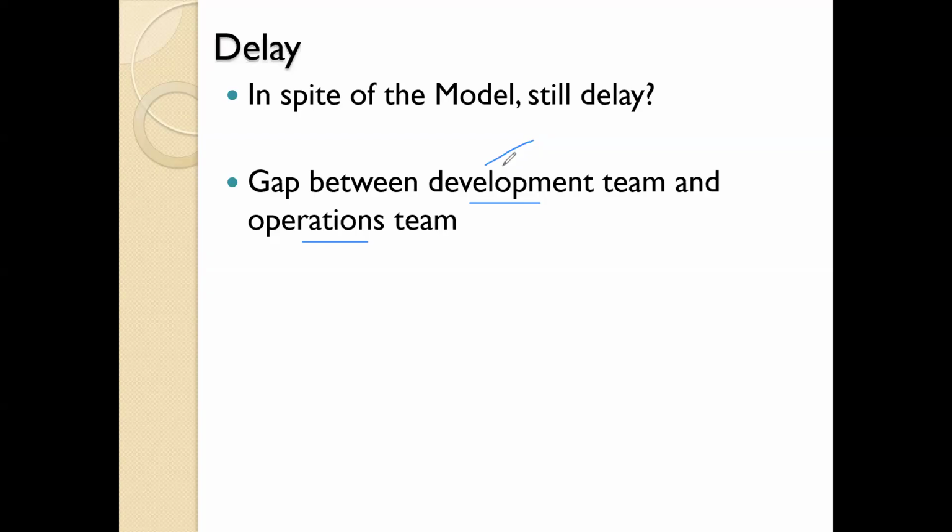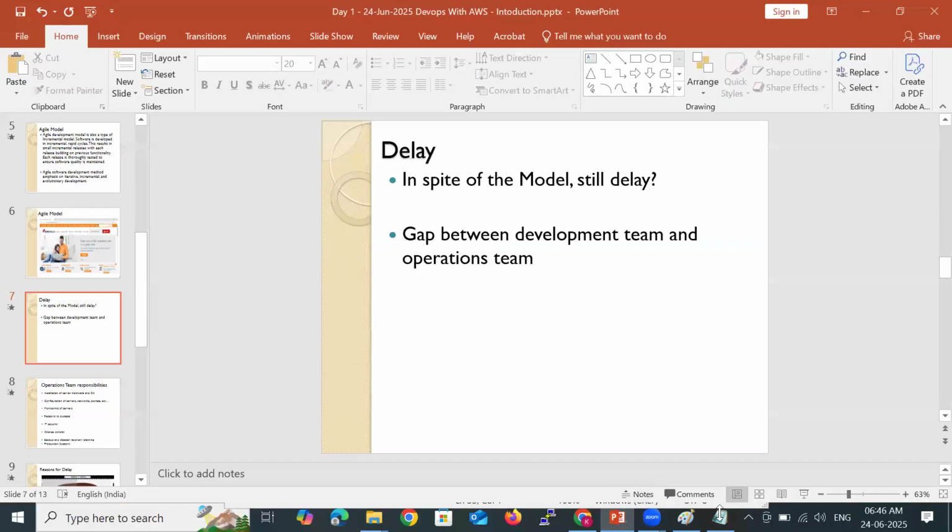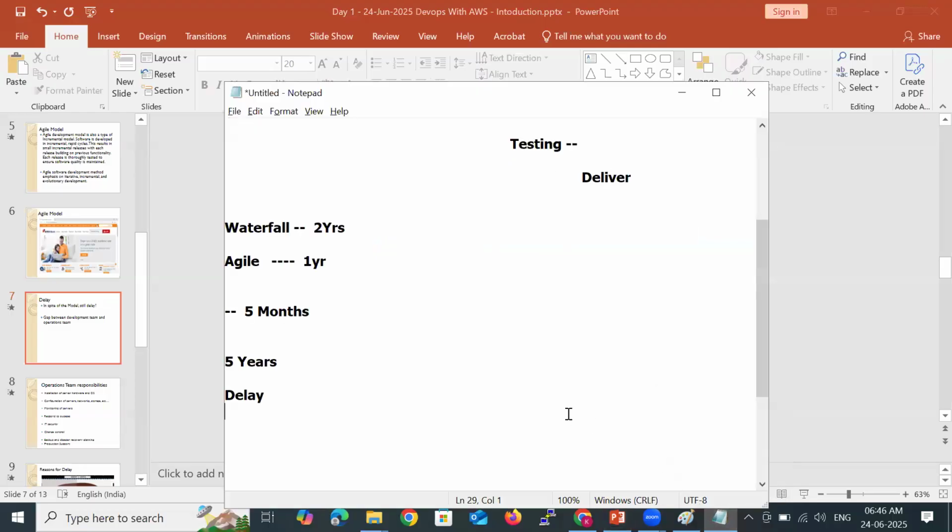It is very, very important for us to understand what is operations team. Let's try to understand what you mean by operations team. What will be the day-to-day responsibilities of the operations team? Let's try to understand the term operations team.